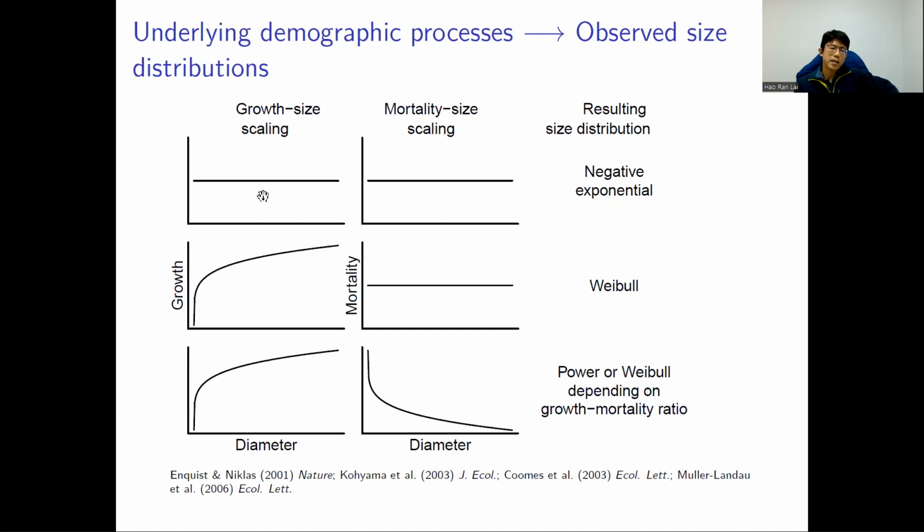When we relax the assumption of constant growth and assume a power law scaling between growth and diameter, but keep mortality constant, then the outcome size distribution should follow a Weibull distribution. We can also further relax the constant mortality assumption and assume a power law scaling between mortality and diameter, in which case the power law exponent is negative. Then the outcome distribution can follow a power or a Weibull distribution depending on the ratio between growth and mortality rates.